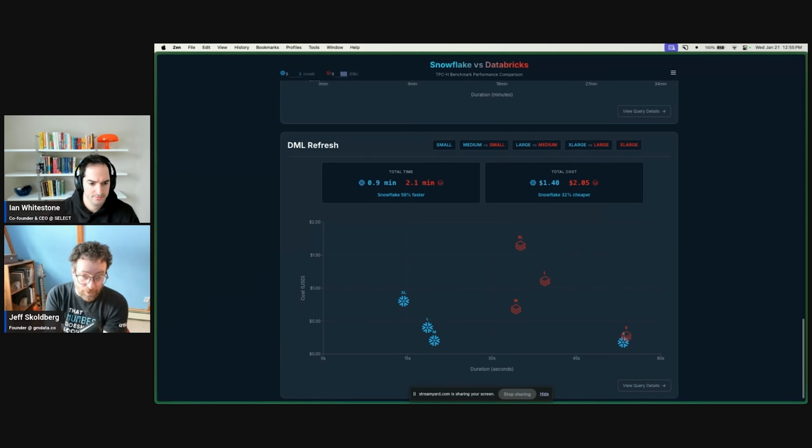But small was the smallest we went because on a 6 billion row data set, would you really use an extra small? Maybe some people would sometimes, but I think small is the entry point for that data set.